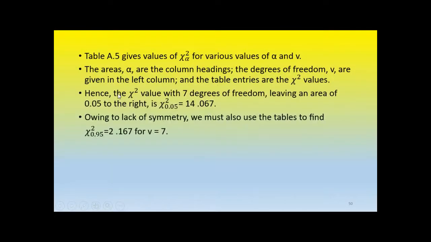Okay. Hence, the chi-square value with 7 degrees of freedom, note it down: degrees of freedom is 7, leaving an area to the right of alpha equal to 0.05. So degrees of freedom v is 7, alpha is 0.05. So the chi-square value is 14.067. We have to check it from the table. Okay.